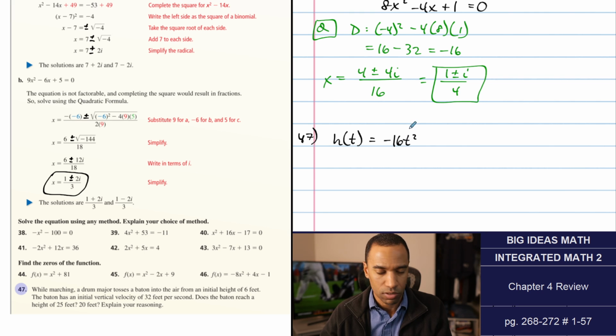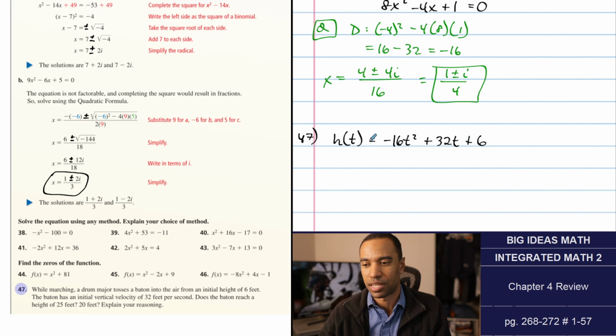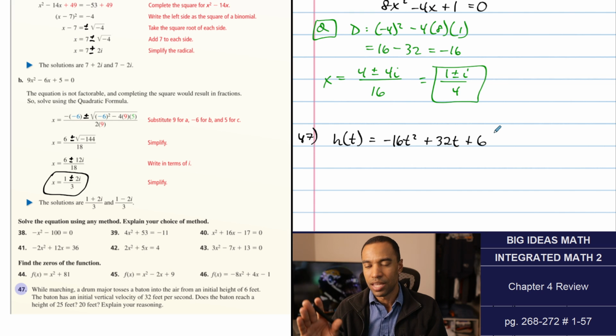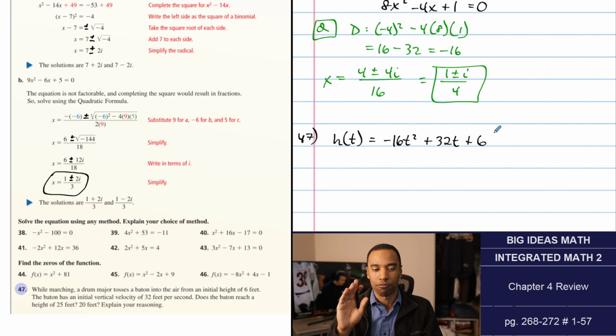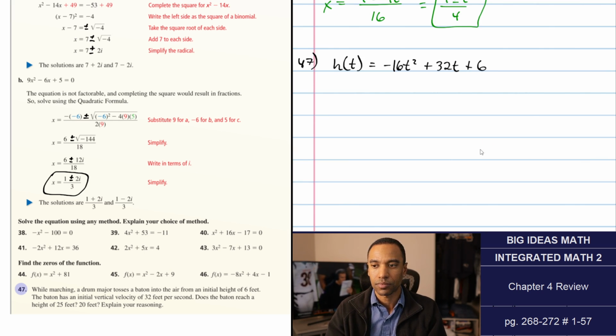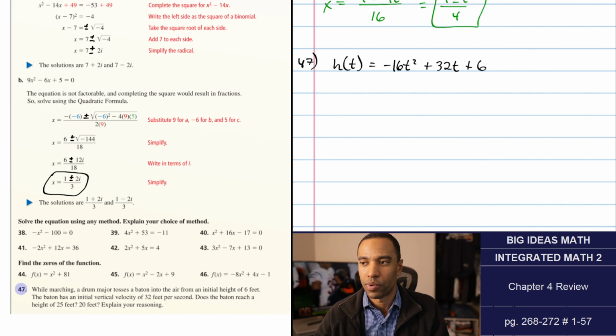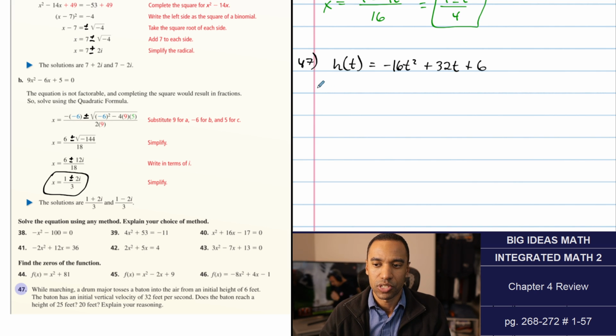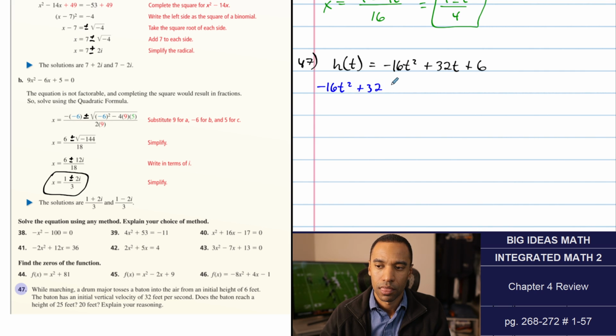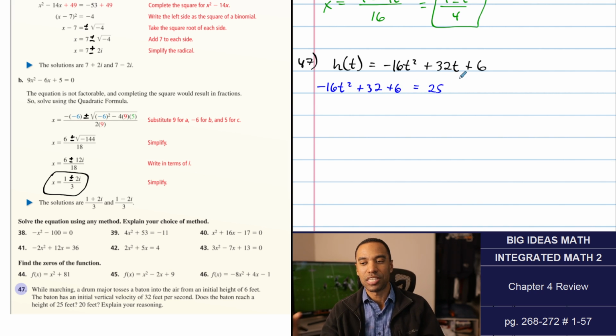This quadratic term is the gravity part. Initial velocity is upward. That's the 32t. And an initial height of 6 feet is the plus 6. Here's something where at any time t seconds, I will have the height h in feet for this baton. The question is, does the baton reach 25 feet? Does it reach 20 feet? For 25, I'll do it in blue. We're going to set this equal to 25.